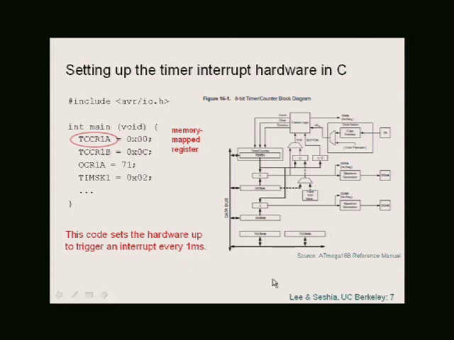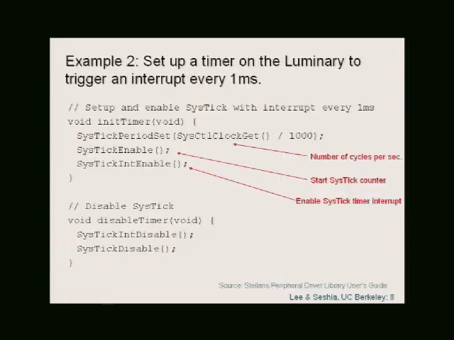If you look at the Luminary, which is the board that we used in the past 2 years, and say you want to do the same thing in the Luminary, right? So set up a timer to trigger an interrupt every 1 millisecond. Then the code involves these two functions. So it looks more like using a C API to do the same things that we had on the previous slide.